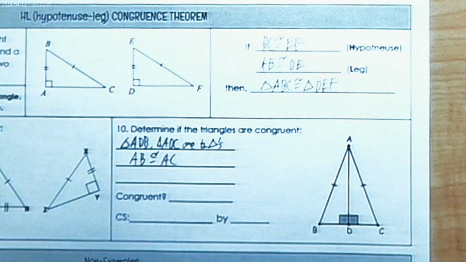If you drop the altitude from an isosceles triangle, not only does it bisect the angle that you're dropping it from, but it also bisects the base that it intersects with. So BD and DC are in fact equal to each other.